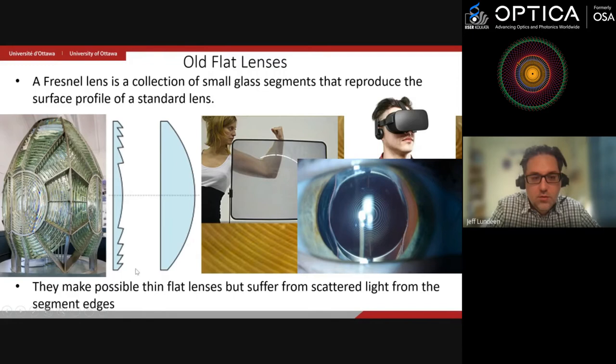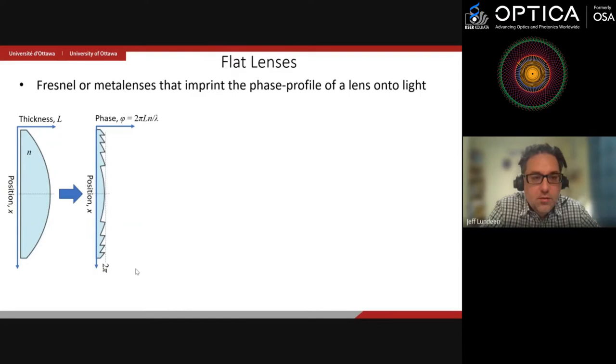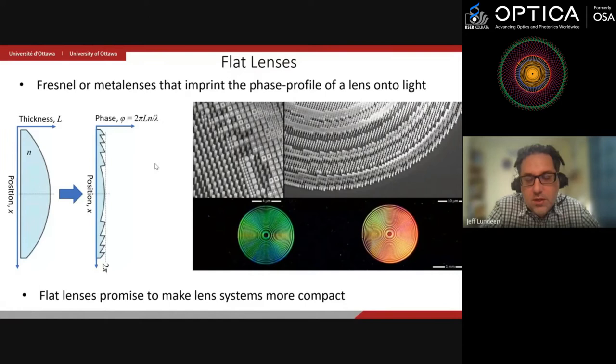More recently, people have realized that they can imprint the phase that a lens would imprint on light directly. So if you just look at the optical path length, the phase that would be given by traveling through this glass, and just imprint that directly onto light, then you can also make a lens. And a good way to do this is by making little antennas or structures using nanolithography. So these are called metalenses. You can see you're varying the antenna as you go out radially because it's supposed to imprint different phases. And so now we can make lenses that are sort of wavelength scale thick.